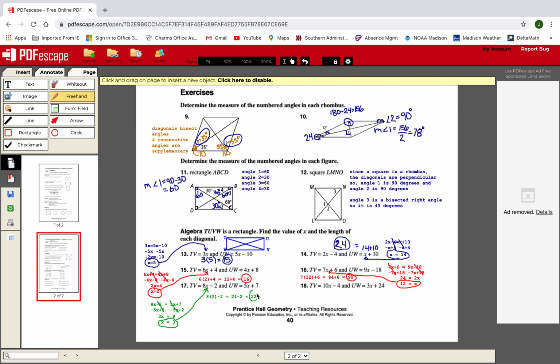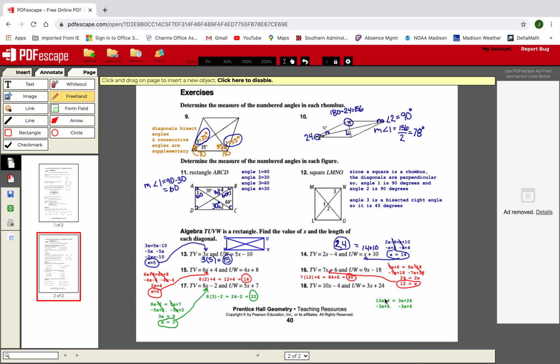One more question. We've got this. So on number 18, I am starting again with setting my equations equal to each other. So I have 10x minus 4 equals 3x plus 24. Okay, so I'm going to subtract 3x from both sides to keep my x's positive. So I'm moving my variables to the left, which means I'm going to move my constants to the right by adding 4 to both sides.